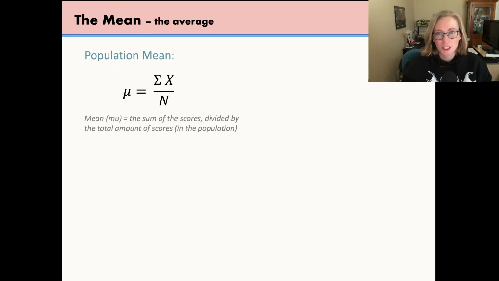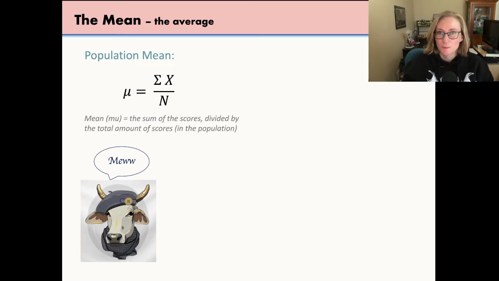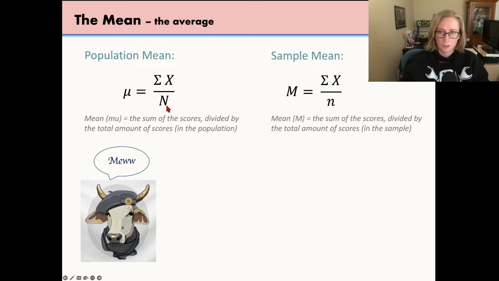So here the population mean, which is mu, is going to be the sum of all your scores divided by how many people are in your population, right? So sigma x, we've been practicing that. Add all your scores together and divide it by how many people are in your population. If it's 30, then you do your sigma x divided by 30, and that's going to give you the average.